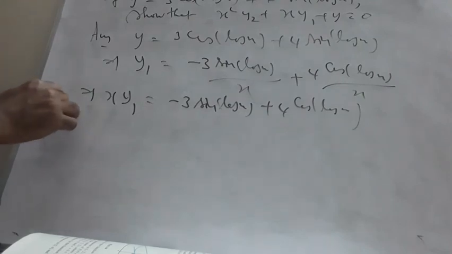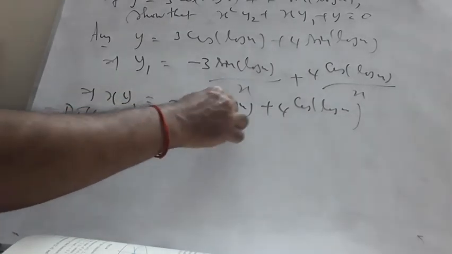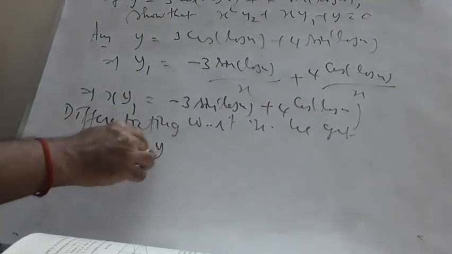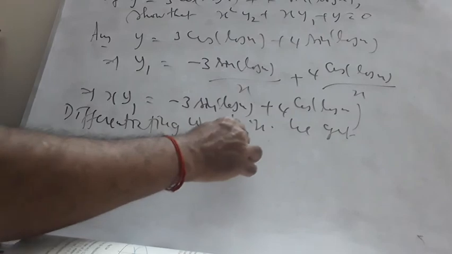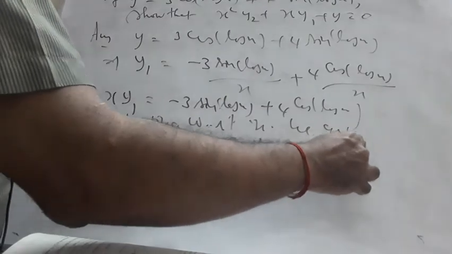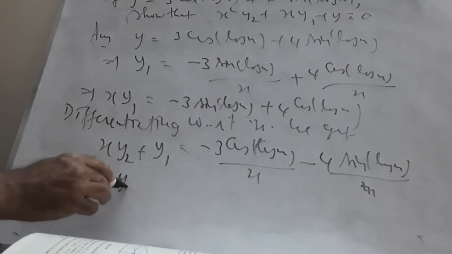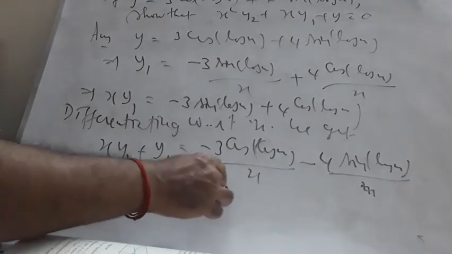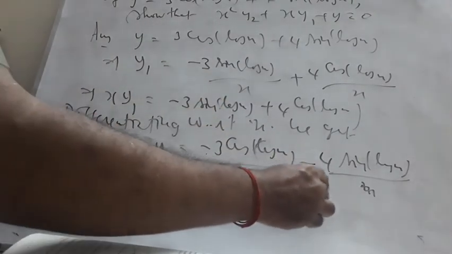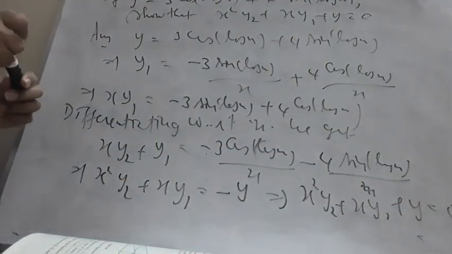Now differentiating once again with respect to x, we get x y2 plus y1 is equal to minus 3 cos log x divided by x minus 4 sin log x divided by x. Just cross multiply this x: x² y2 plus x y1 will be equal to minus y, taking minus as common. Therefore, x² y2 plus x y1 plus y is equal to 0. That's what I was supposed to prove.